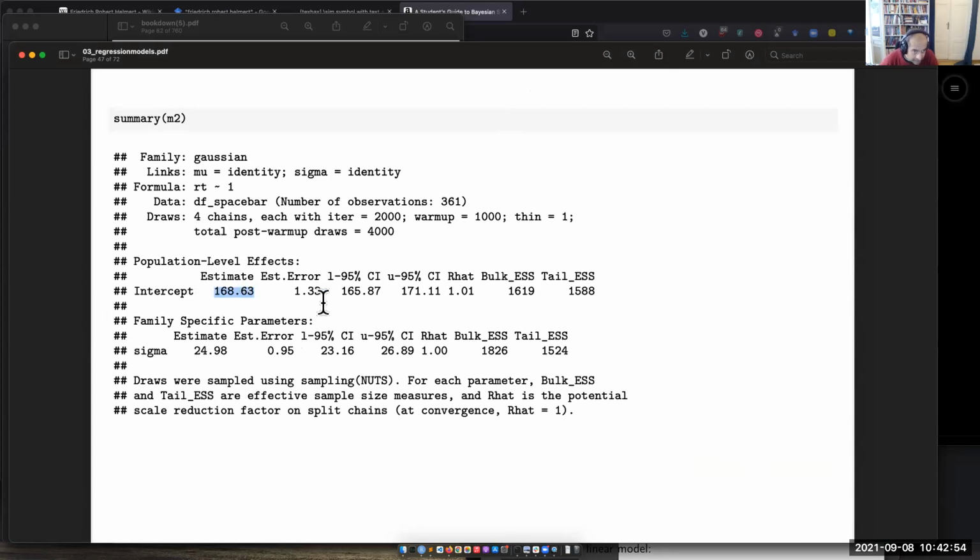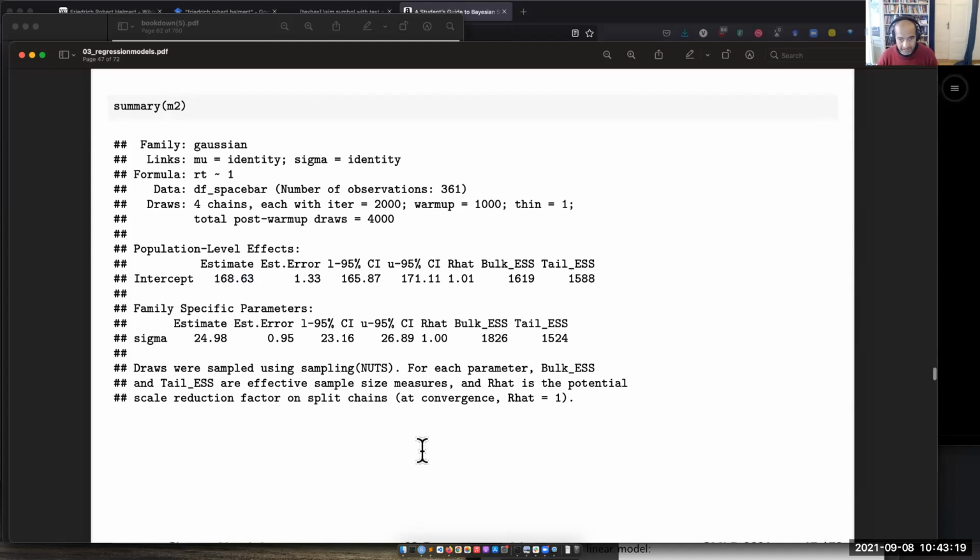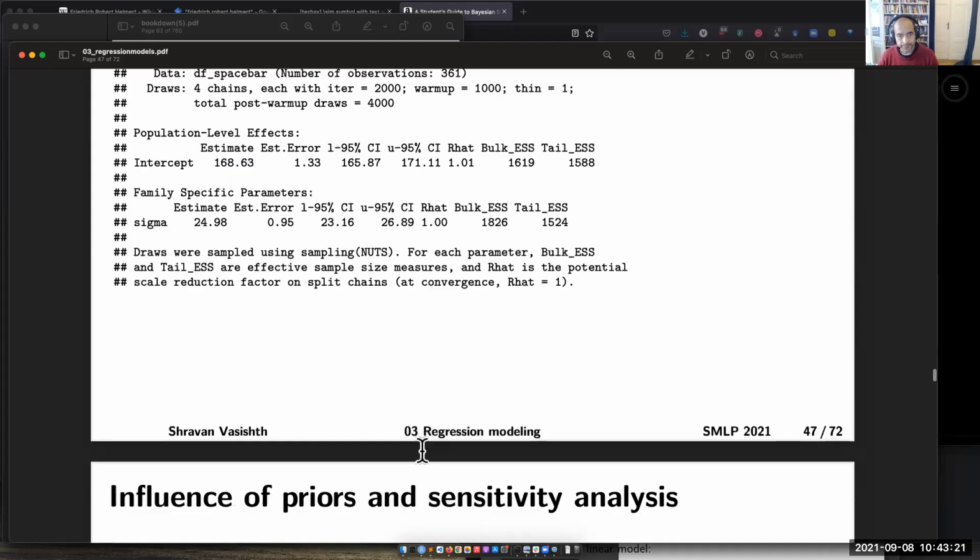So I've got 168 mean for the intercept with a 165 to 171 credible interval, which is very similar to what we got earlier. And the standard deviation's mean and credible interval have not changed much either, right? So this is a sensitivity analysis in action. What this is showing is that the posterior is not influenced that much by these priors that I have used. Right? This is how we do sensitivity analysis. Okay.